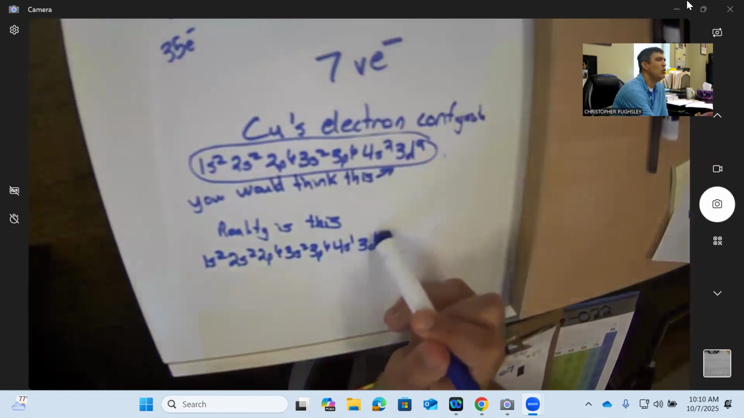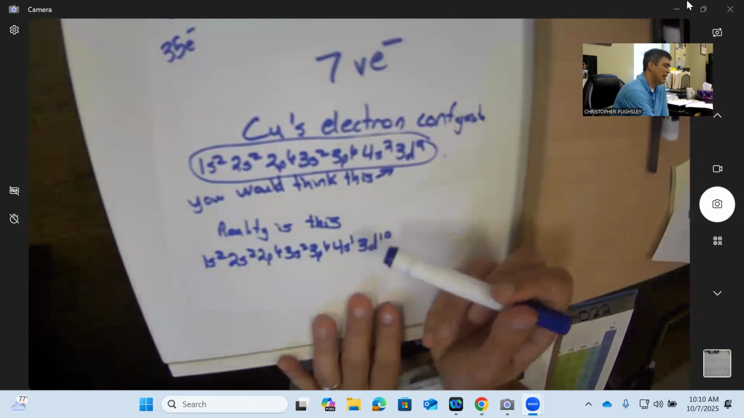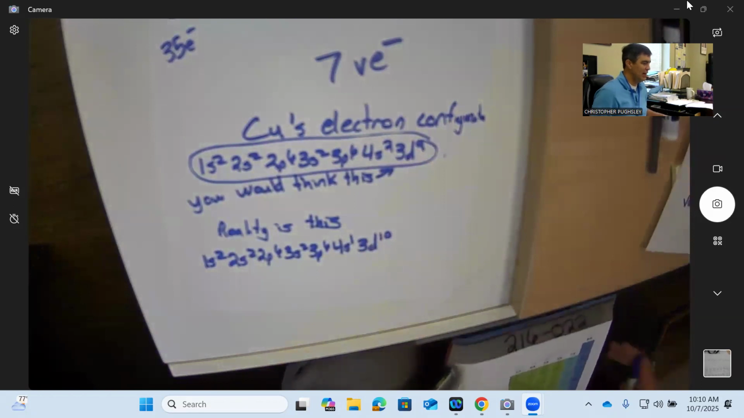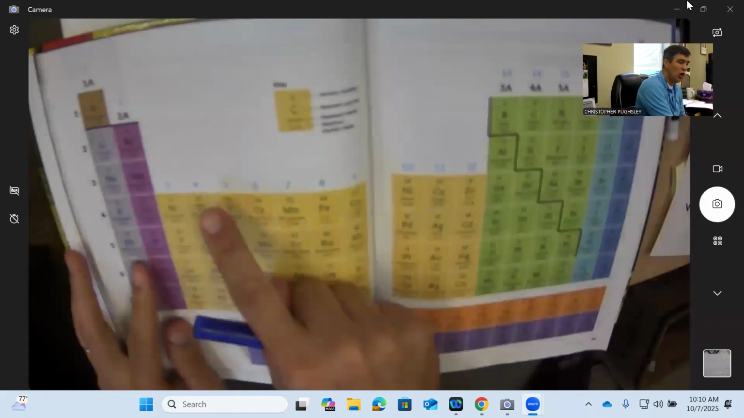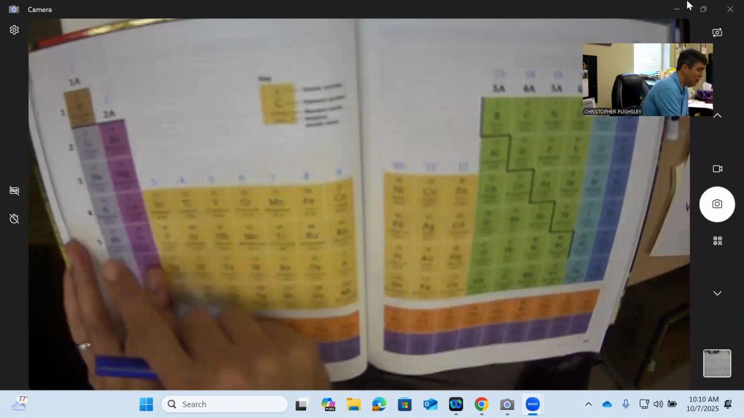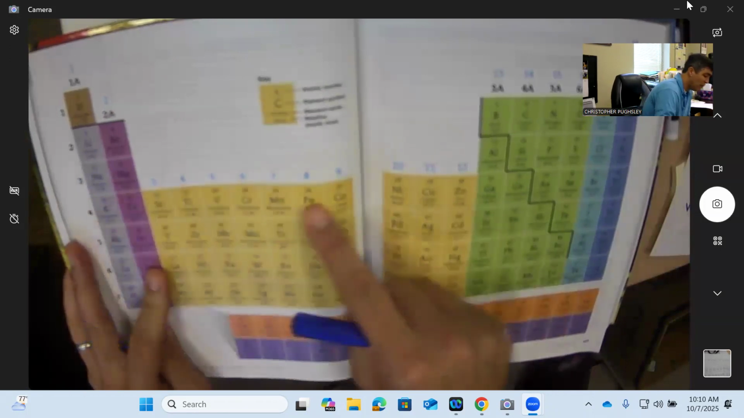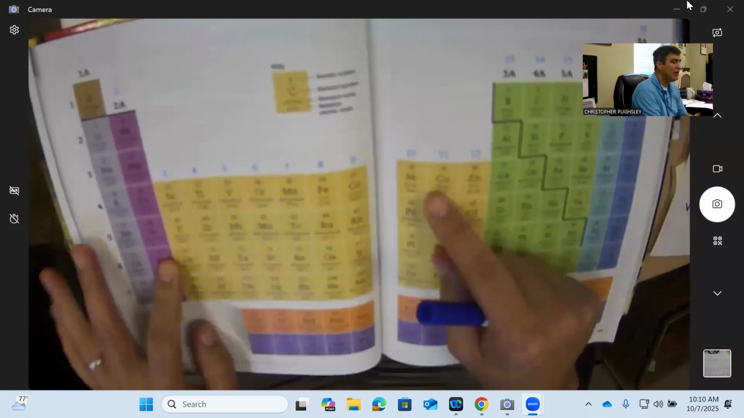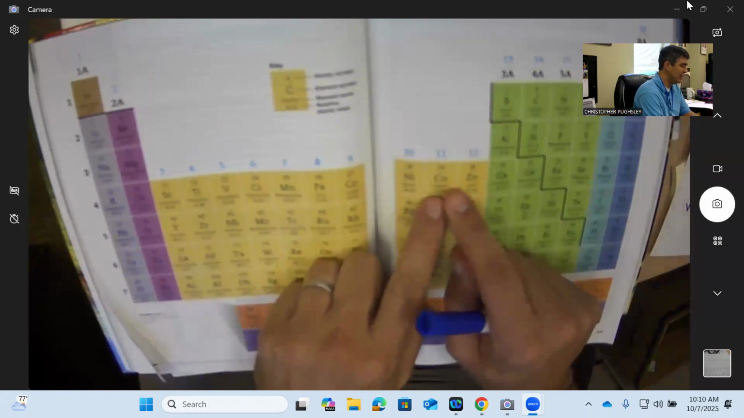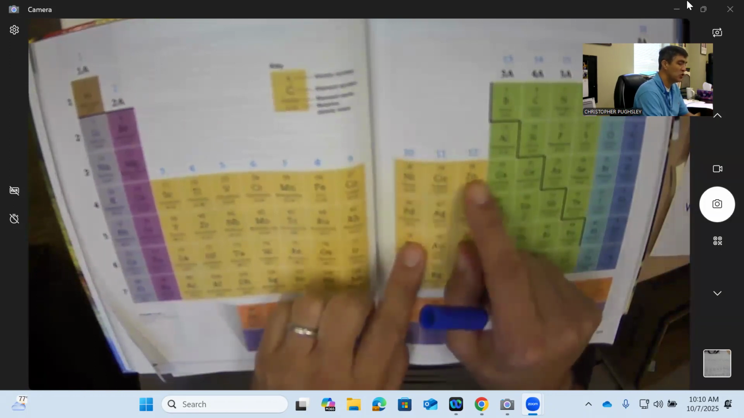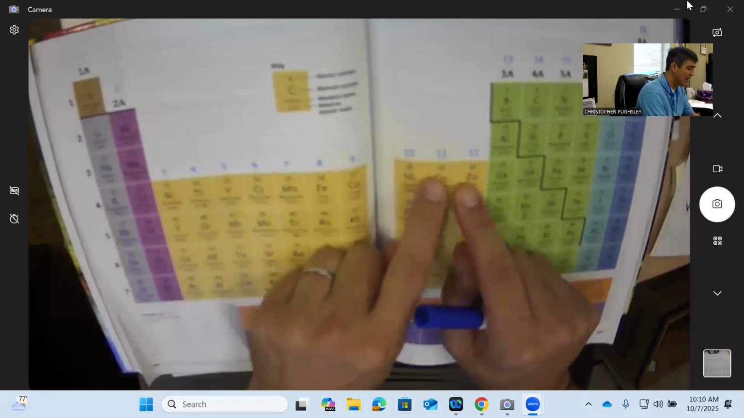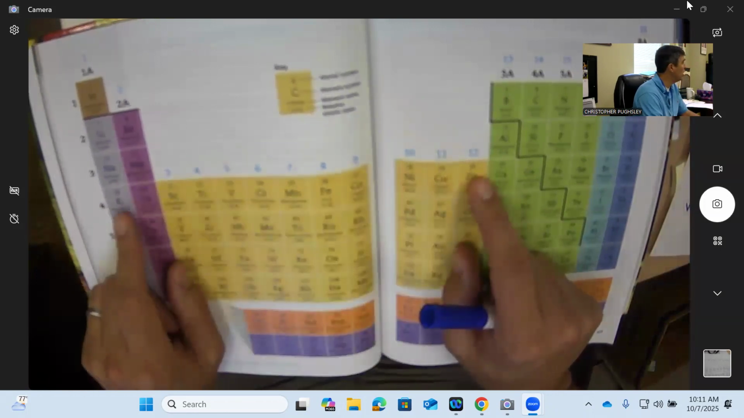Now, you might ask, why did it do that? Well, 3D, that's why we actually call these elements right here. We don't call them 4D, we call them 3D, even though they're in the 4th period, because when they are getting close to full, instead of filling, just leaving this one short, it's going to borrow from the S. And so it's going to make it 3d10, 4s1.